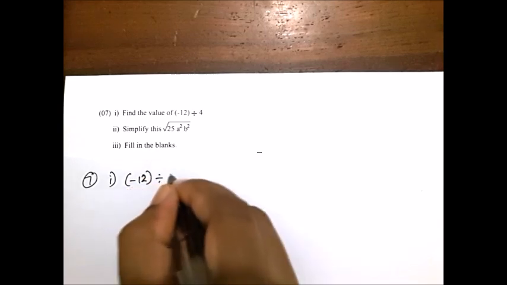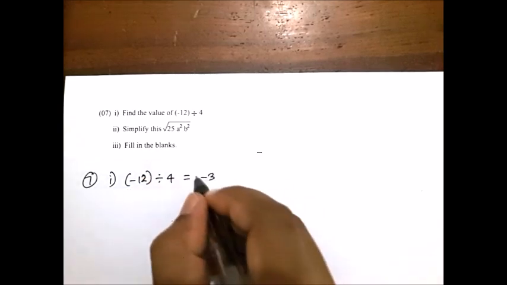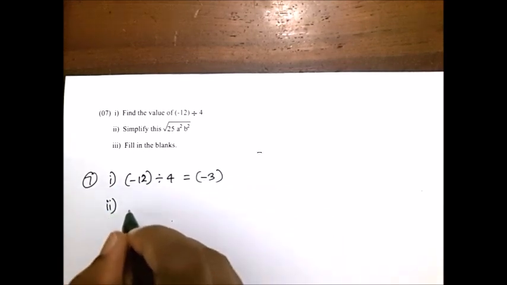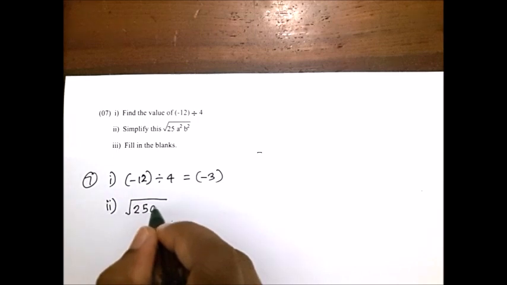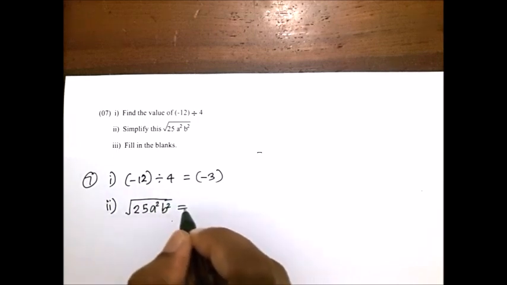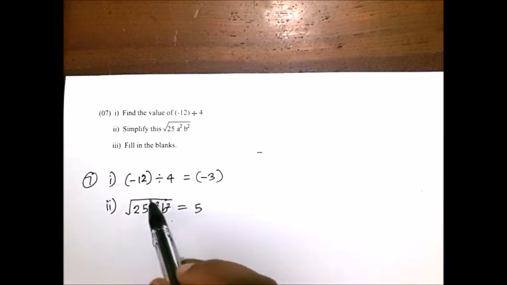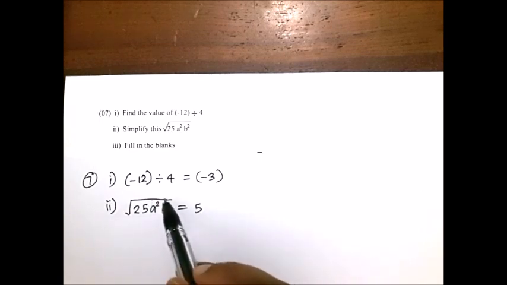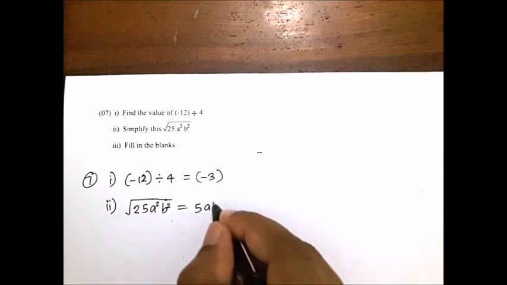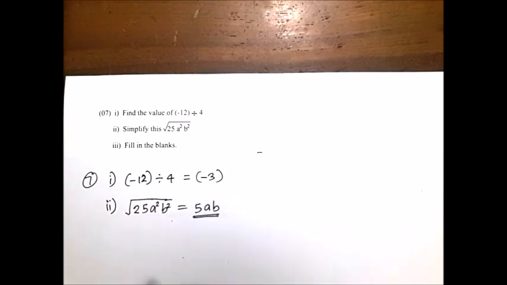Let's start seventh question. First one. Minus 12 divided by 4. Answer is minus 3. Second one. Square root of 25 a to the power 2 b to the power 2. You have to take square root of each and every different term. What is the square root of 25? It is 5. 5 multiplied by 5, 25. Here square and square root cancel each other. Here also square and square root cancel each other. Only a, b remain. Answer is 5ab.